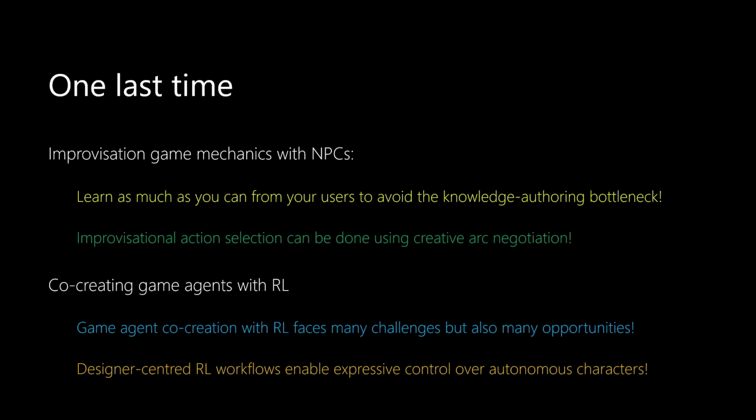These are the 4 key insights I'd like you to take away from my talk today. So for improvisation, learn as much as you can from users as quickly as possible, and use a technique like creative arc negotiation to solve the improvisational action selection problem. And when co-creating game agents itself with RL, know that the process faces many challenges, but there are also many research opportunities and opportunities for product impact. And finally, designer-centered RL workflows enable expressive control over autonomous characters when using RL.